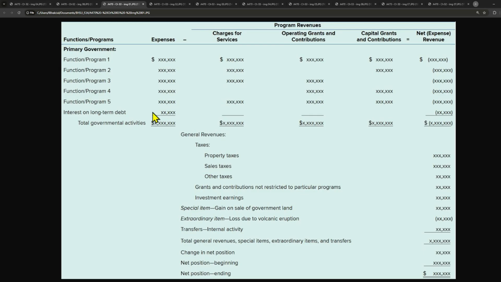So if an expense can be considered indirect, it may get its separate line item here, if it's big enough, or it might be aggregated as far as overall other interest.